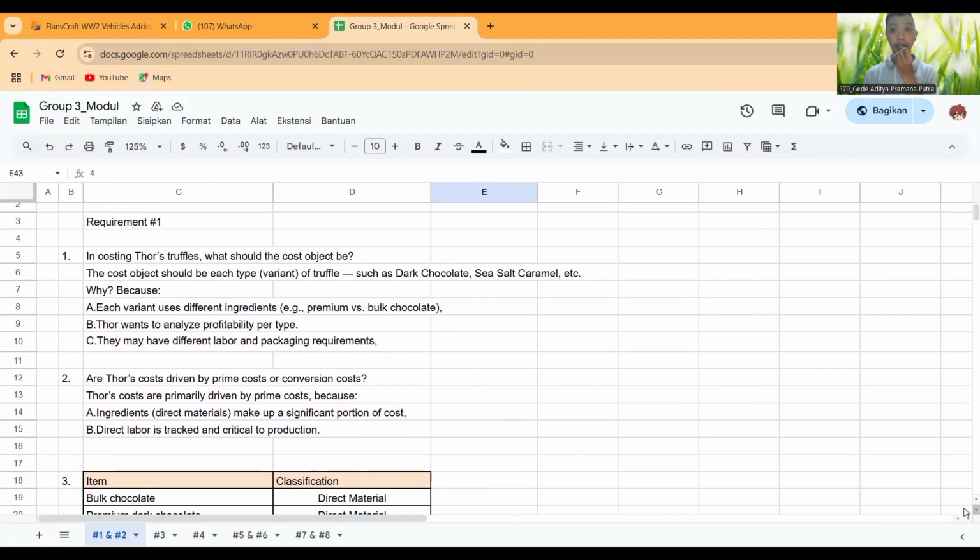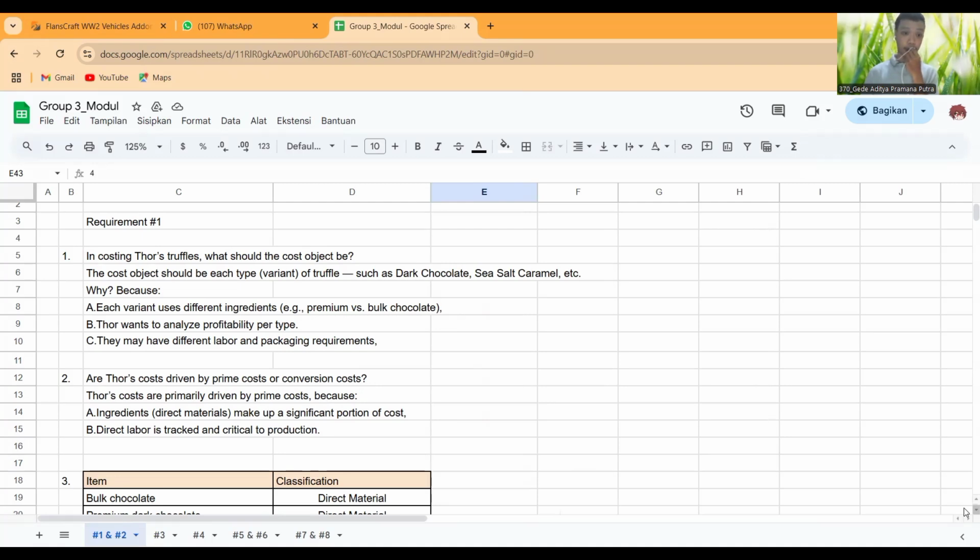In the first requirement, there are three questions. So the first is the costing software. The cost object should be the type of the chocolate itself. I got chocolate, caramel, and others. Why? Because we want to be variant, because it's variant with the ingredient. I want to analyze the probability of each type of chocolate sold. And for the last step, they may have the packaging requirement.